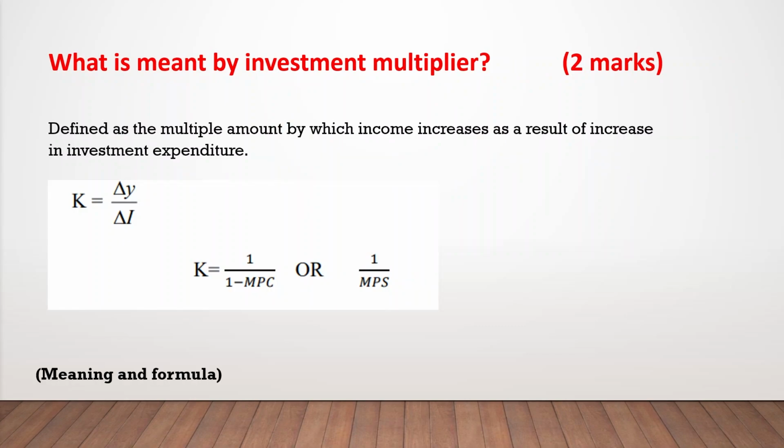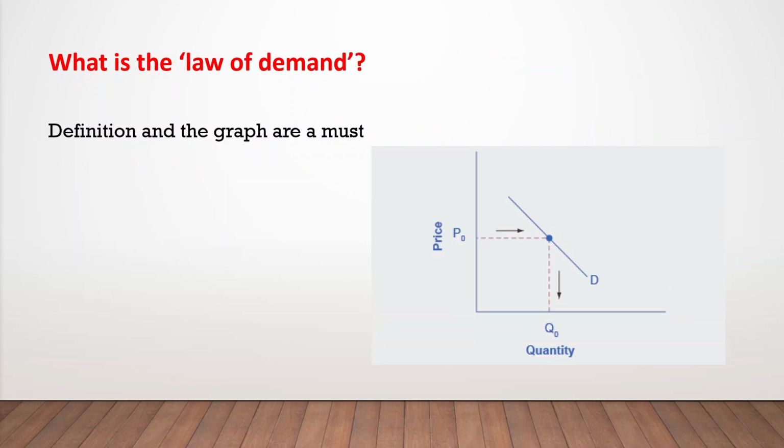I took this question to emphasize on the importance of writing both the definition and formula or a diagram wherever required. For example, even in the law of demand question in 10 ICSC, it's a very common question, but the students lose marks because they forget to give a simple diagram to accompany the law of demand definition.